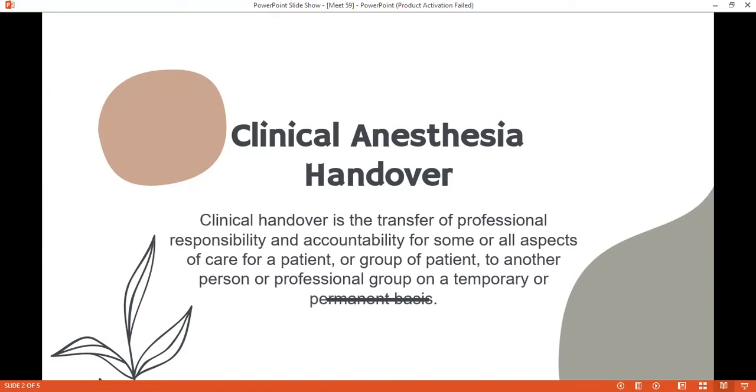Clinical anesthesia handover. Clinical handover is the transfer of professional responsibility and accountability for some or all aspects of care for a patient or group of patients to another person or professional group on a temporary or permanent basis.